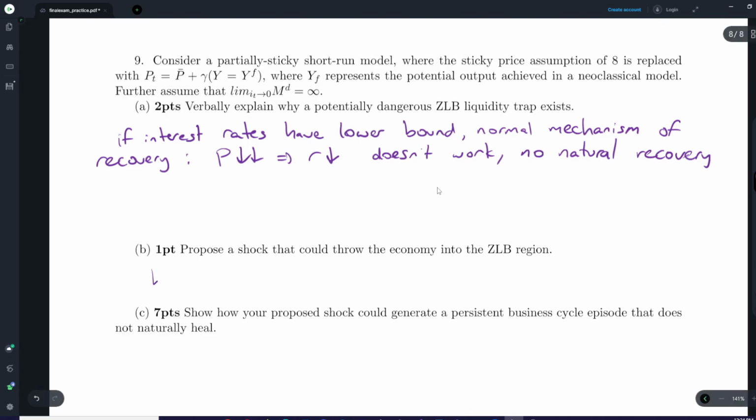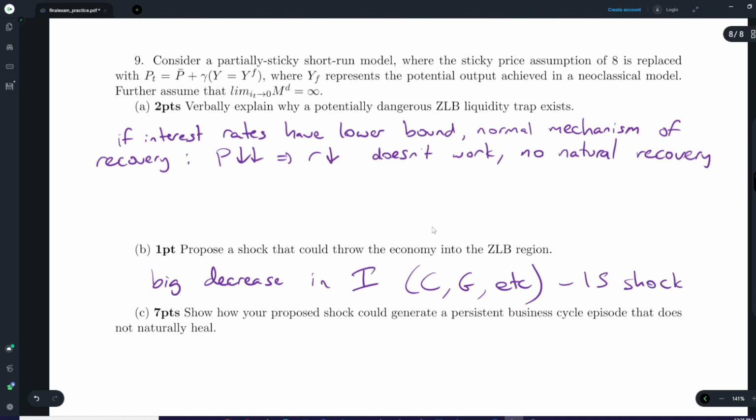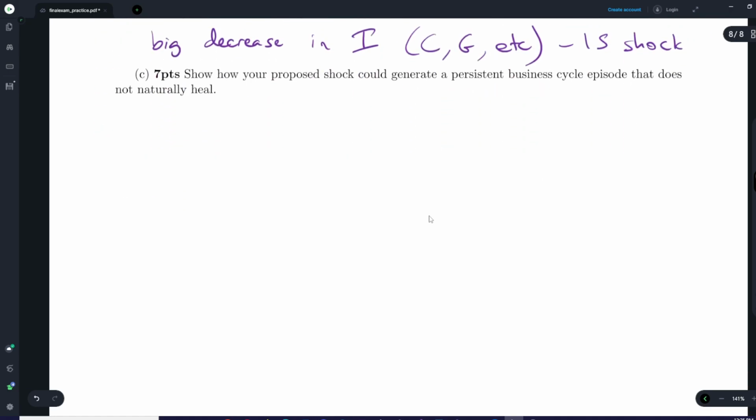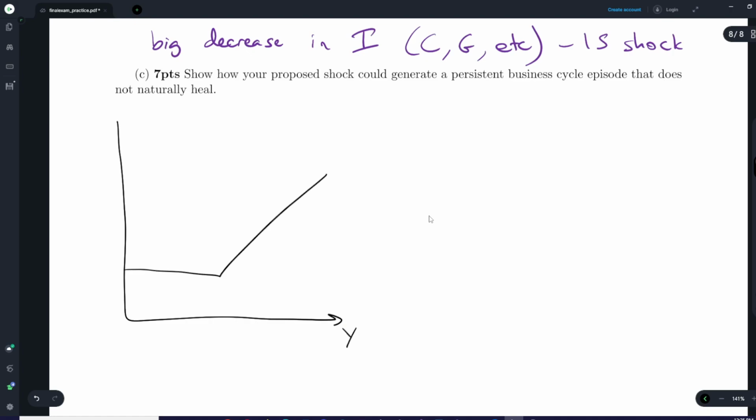The ZLB region is maybe just a big decrease in I, but in general, you could have others, right? C, G, etc. But it needs to be an IS shock, ideally. You can have LM shocks, but the classic ones are IS shocks. And if we draw that, let me just start with ISLM. So now we have our LM curve, our IS curve. We have this really big IS shock, throws us into the zero lower bound.